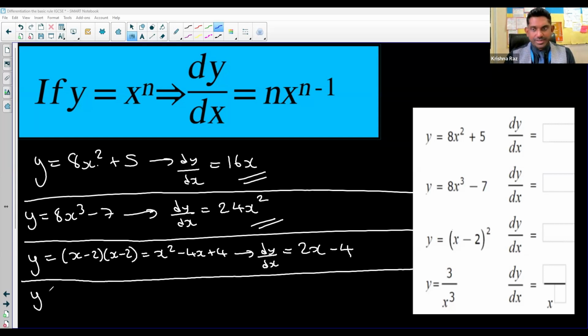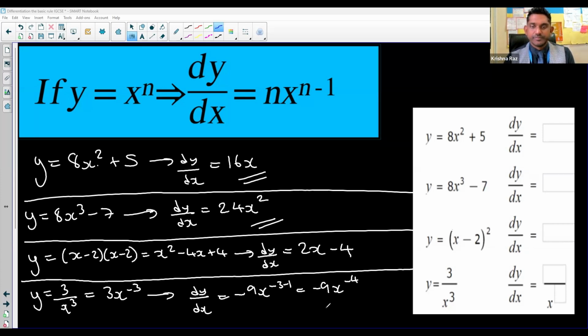The last one tests our knowledge of indices. 3 over x cubed is 3x to the power of minus 3. So now we can differentiate, and we get minus 9x to the power of minus 3 minus 1, which is minus 9x to the power of minus 4.